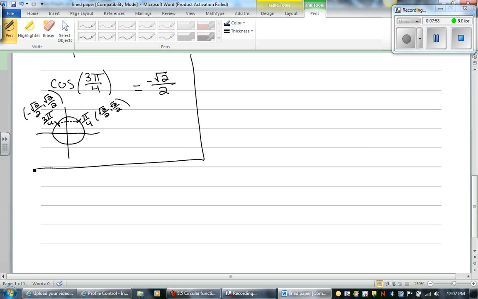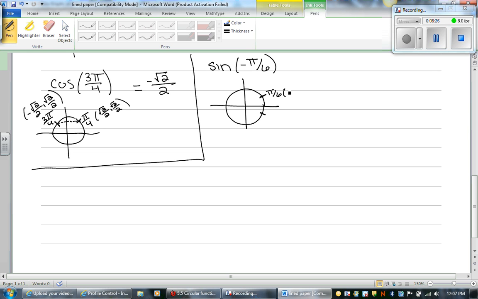Okay? The next one is sine of negative pi over 6. Pi over 6 is going to line up with negative pi over 6, okay? So pi over 6 being 30, negative pi over 6 is going to be right down here.